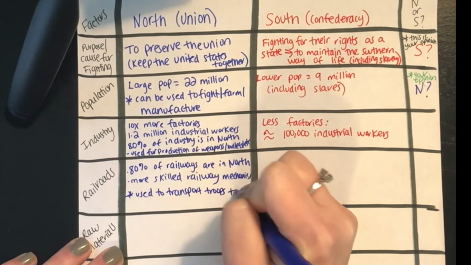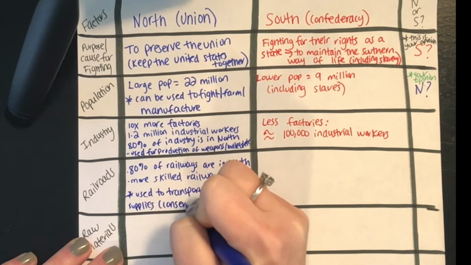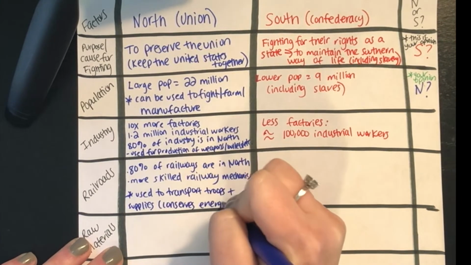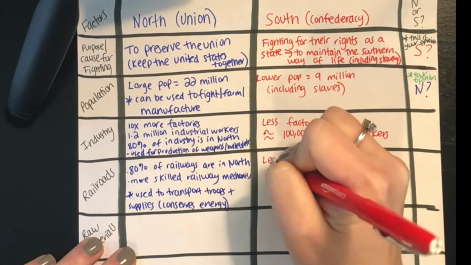If something goes wrong, they have more people to pull from to fix that issue. And also, transporting troops and supplies, this conserves energy instead of marching everywhere. Then your troops will be more prepared for fighting.